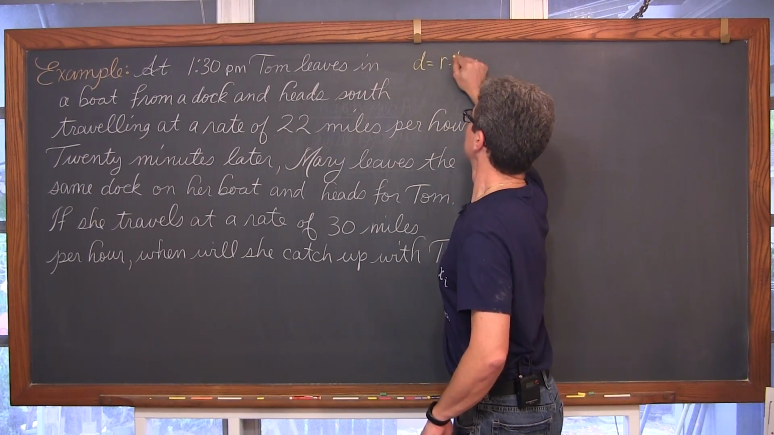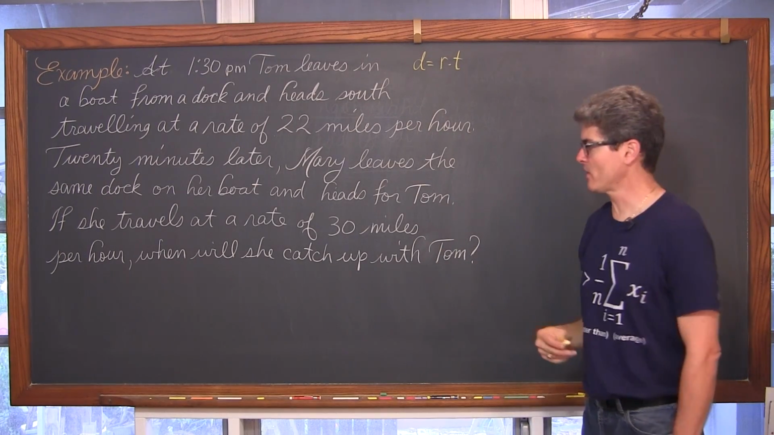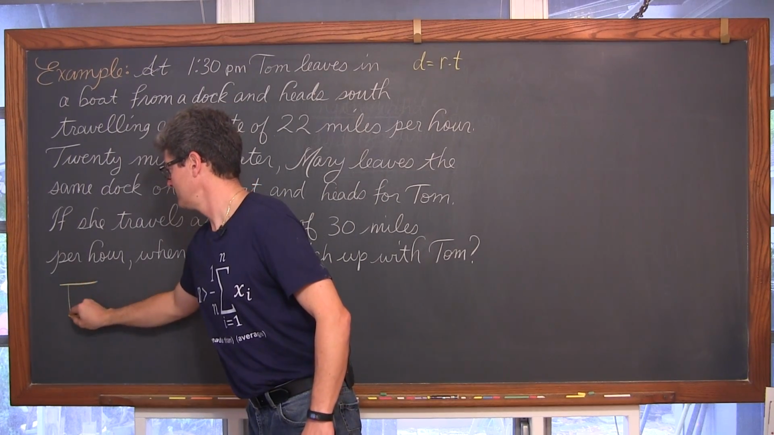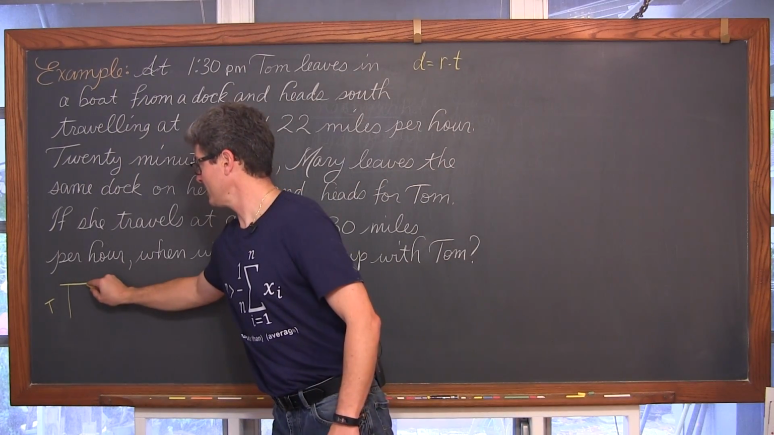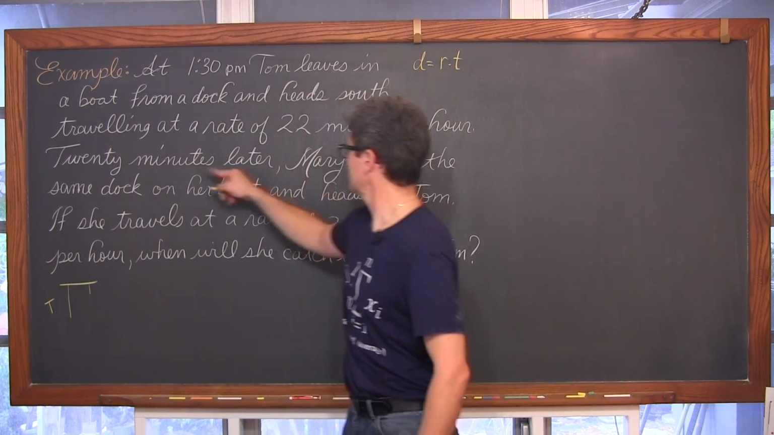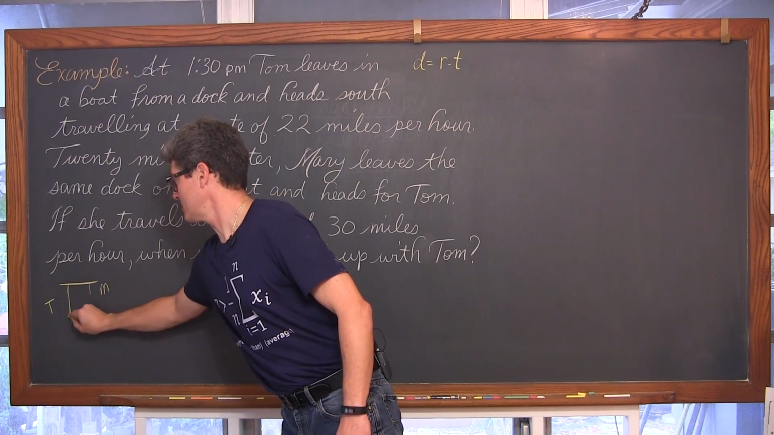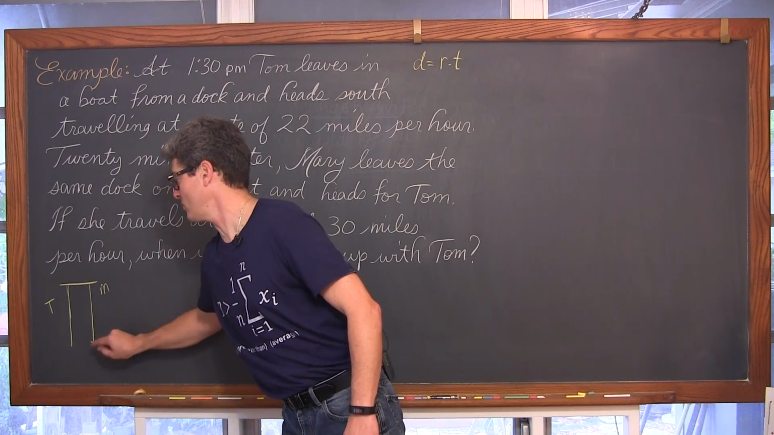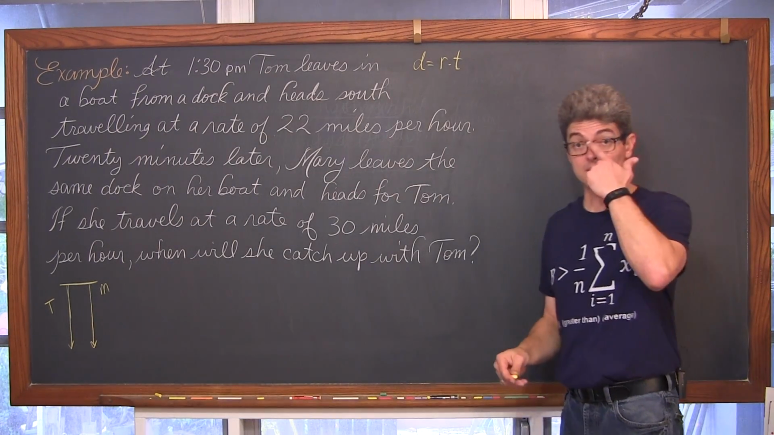And to give you a visual of what's going on, here's a dock here, and here goes Tom. He gets a head start, and then a little bit later, here comes Mary. And Tom's going at 22 miles per hour. Well, Mary is going to be going faster, and at some point, she's going to catch up, and they're going to go the same distance.